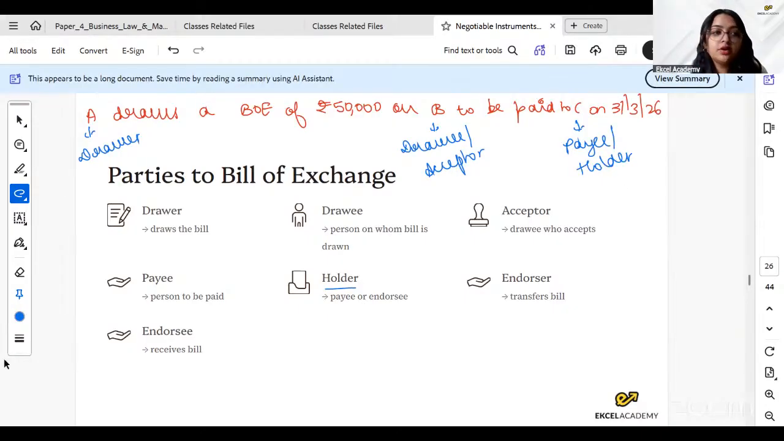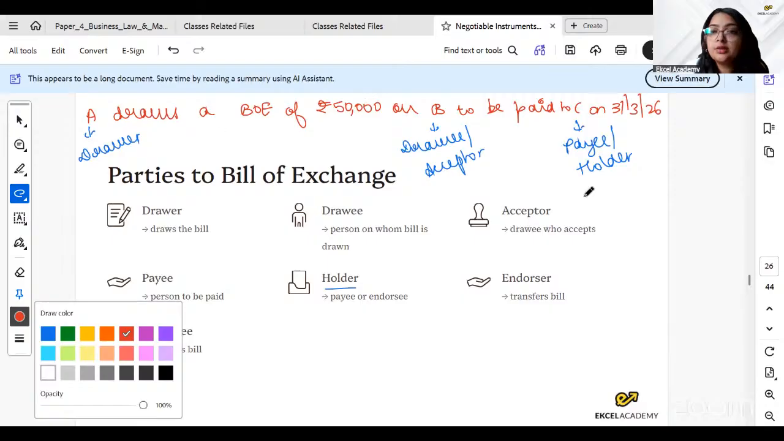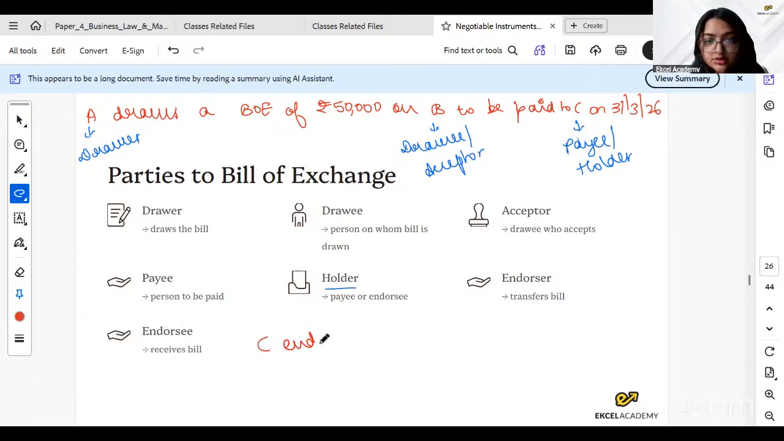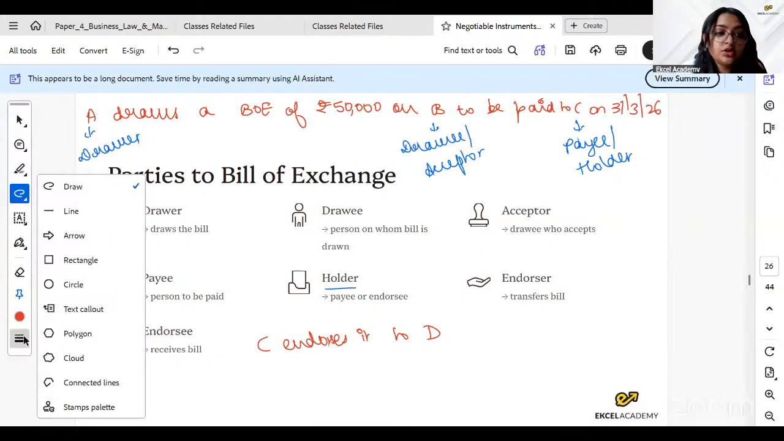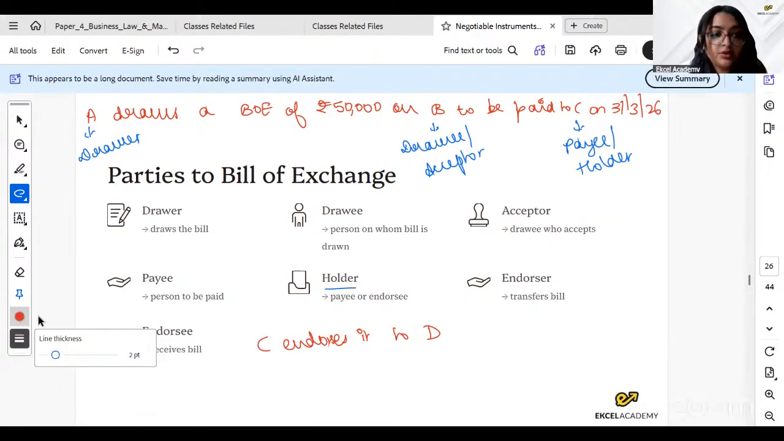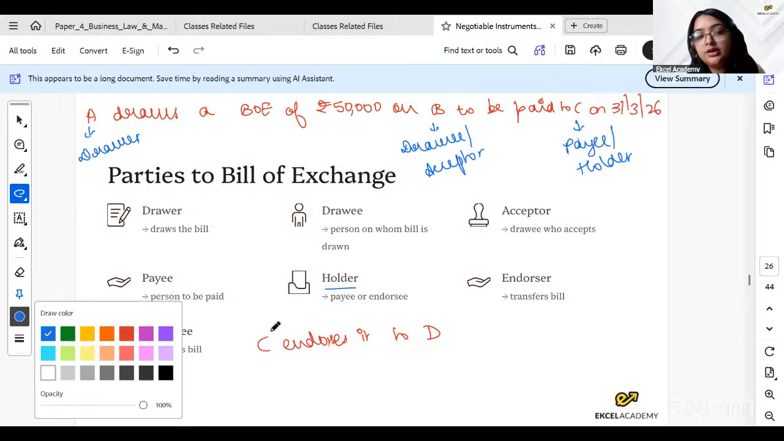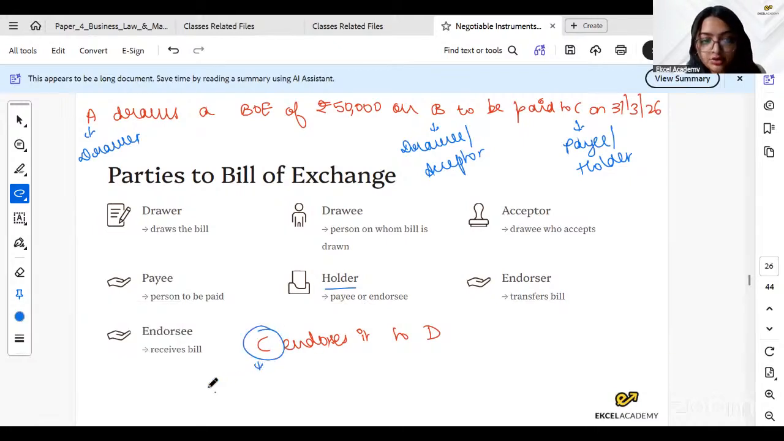Okay, now let's go a step ahead. So this is your basic bill of exchange. Now C endorses it to D. Okay, C endorses it to D. So it basically means that now the payment will have to be made to D. C will not receive the payment, but D will receive the payment. All right. So what is C in this case? C becomes your endorser.